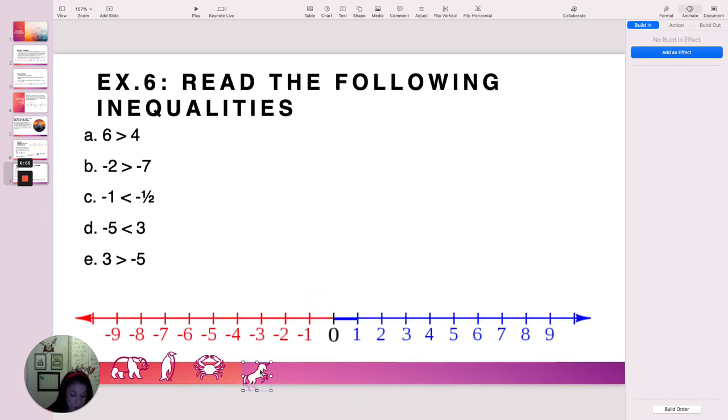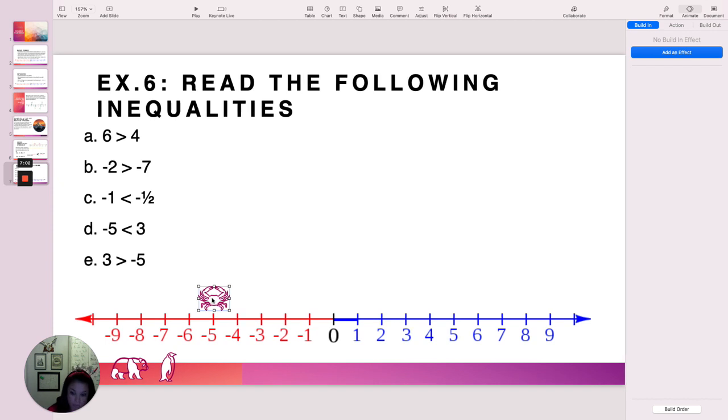My next example, I'm going to use my crab. -5 is less than 3. Okay, so I have a positive number and I have a negative number, and I'm comparing them. -5 is smaller than a positive number, so this is true. Now my last one, it just switches the inequality symbol. 3 is greater than -5.